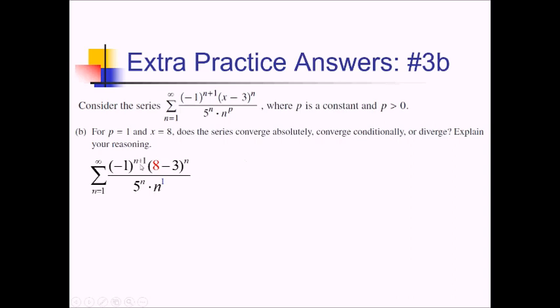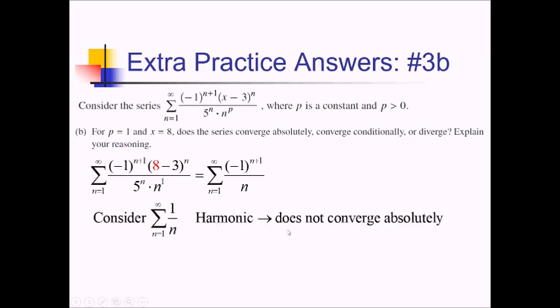Simplifying this, we again have 5 to the n, canceling this 5 to the n. So now we have negative 1 to the n plus 1 all over just n. So again, considering the absolute value version of this, which is just 1 over n, this is the harmonic series, which diverges. So this does not converge absolutely.